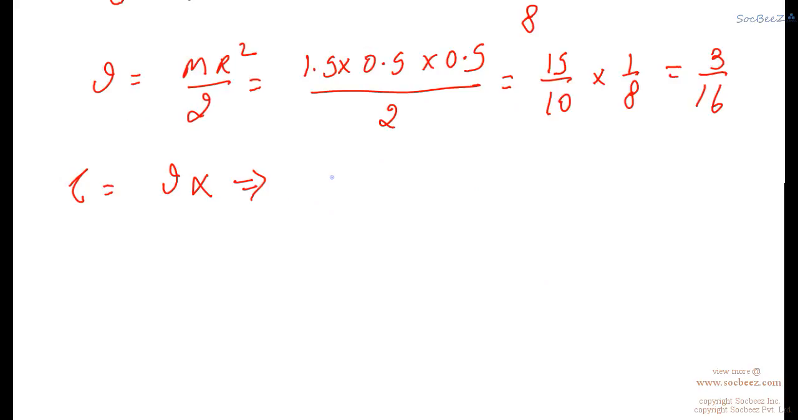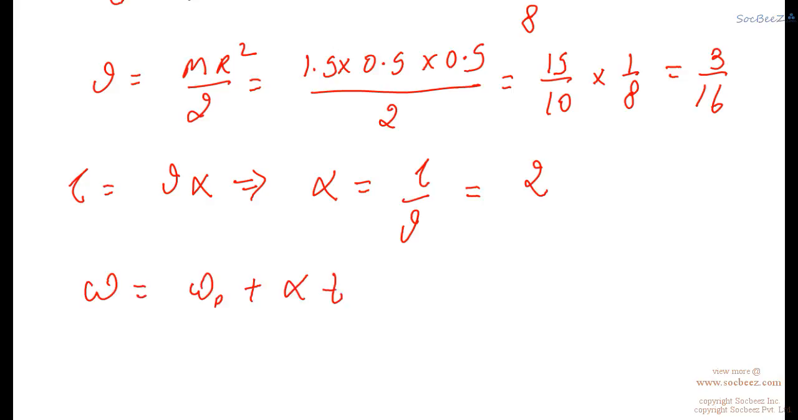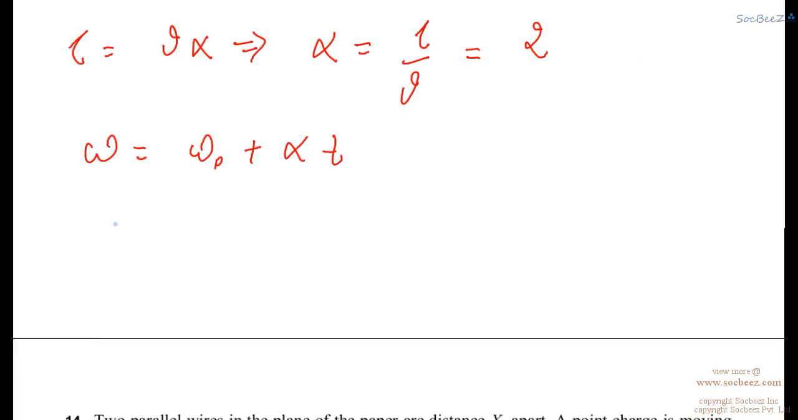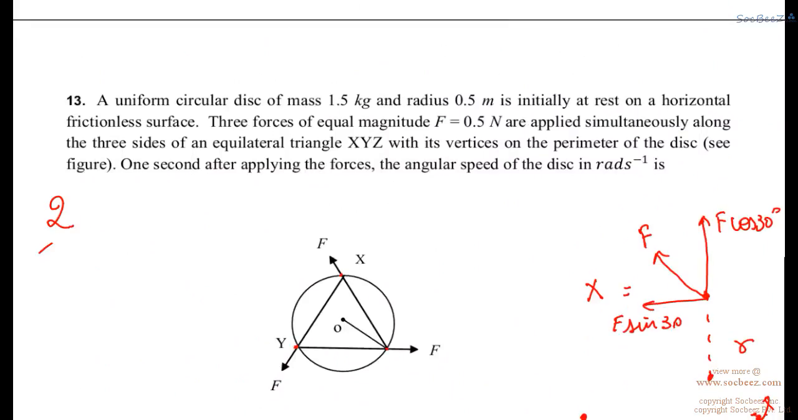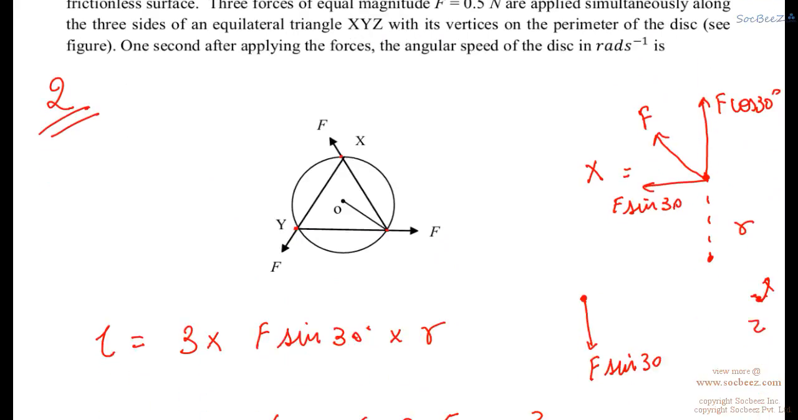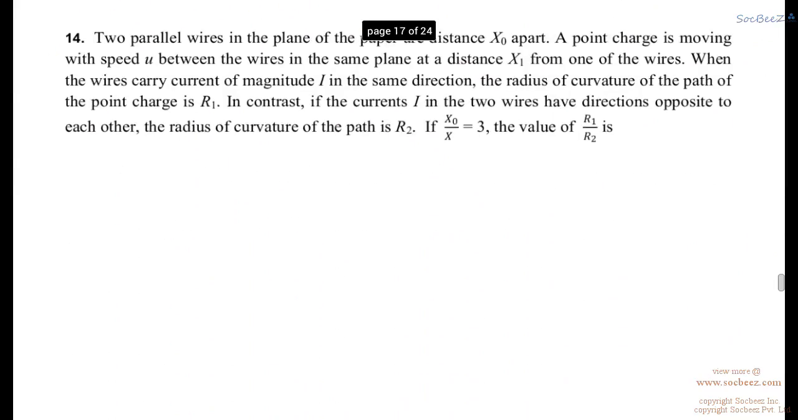Now therefore torque is I alpha. So from here alpha equals torque upon I, which comes out to be 2. Now omega will be equal to omega naught plus alpha t. Okay, now since omega naught equals 0, therefore omega equals alpha t equals 2 into 1 equals 2. So the correct answer here in this case is 2. Okay, so now let's see another question.